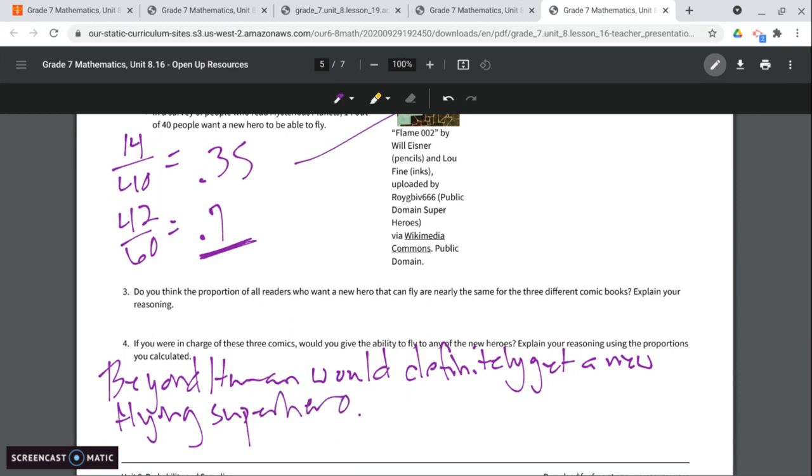The other 2, it's a little more questionable. About 40% or 35% of the readers would like to see their new superhero fly, but that's not 50%. That's not a majority. So maybe yes, maybe no. It's pretty split between the others. So it's a little harder to decide, but we can use the proportions to help us see that.